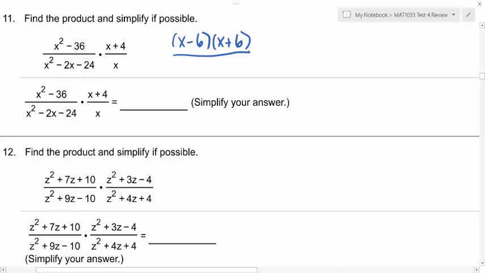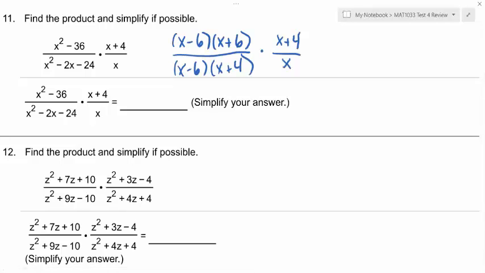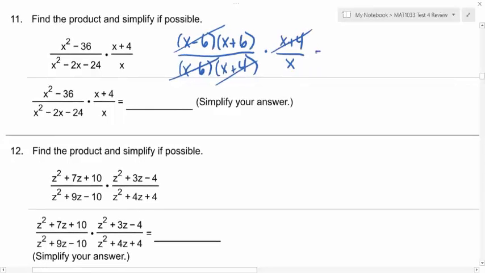And the denominator? That would be a negative 6 and a positive 4. Then you want to see if there's anything that cancels. It doesn't matter which fraction it's in, as long as it's in the numerator and the denominator, it can be canceled out. So then both the x minus 6's cancel out, and then the x plus 4. So it's just x plus 6 over x.